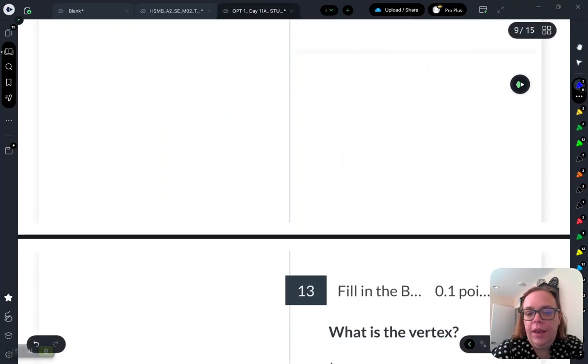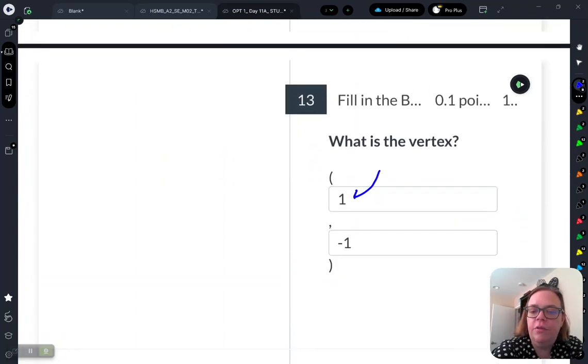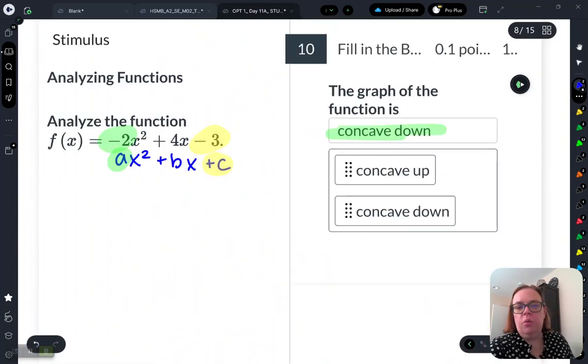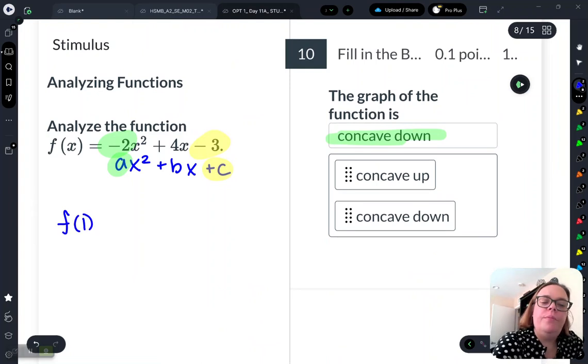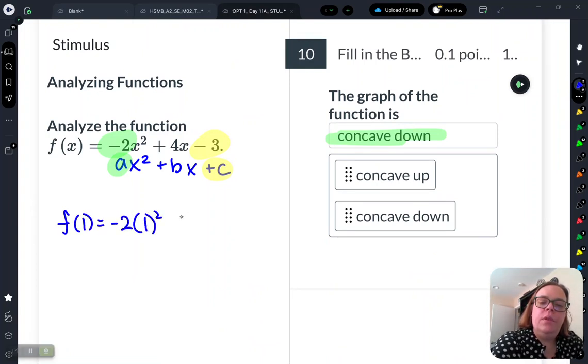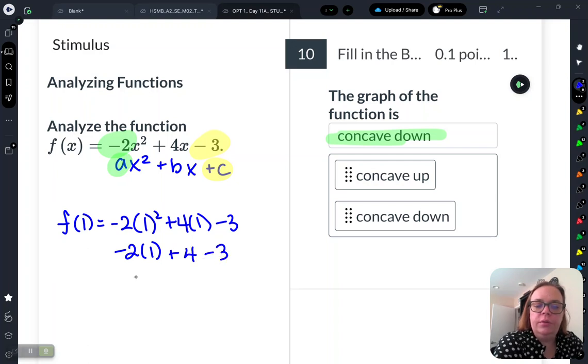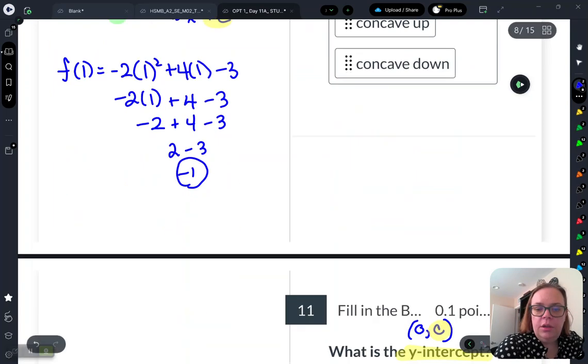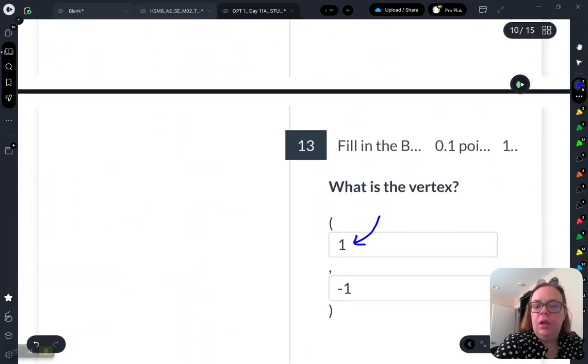Then for the last part, what is the vertex? The +1 is your first coordinate. You need to find the y-coordinate by plugging it into the original function. So we're going to plug in 1 into the original function, and then we work it out. Make sure to square first, then multiply, then add and subtract, and we get -1. So the entire vertex is (1, -1).